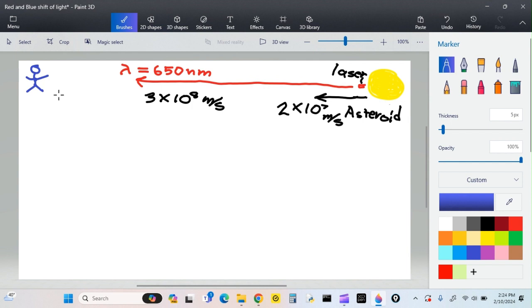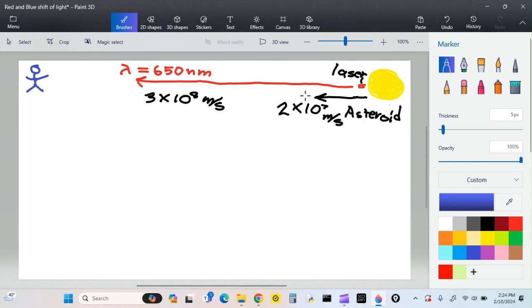Here's the scenario. Here's the observer. Here's this yellow ball, which we'll call an asteroid. In other words, it doesn't emit light on its own, but it has a laser mounted to this asteroid. This asteroid happens to be moving at 2 times 10 to the 7th meters per second. So that would be 20 million meters per second. And this is the speed of light, 300 million meters per second.